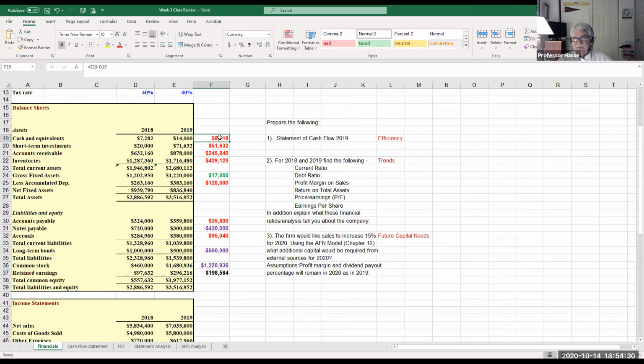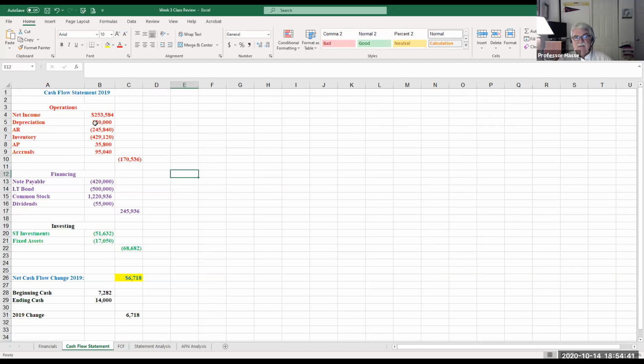Notice all the deltas here. These are the differences between 2018 and 19. All these deltas. Where are all these deltas? In the cash flow statement. Remember, the bottom line in any company, where is it?